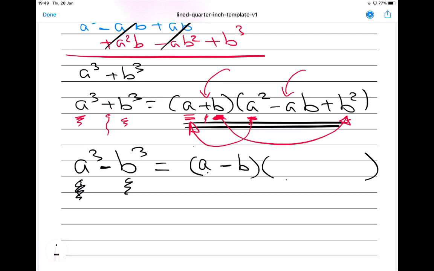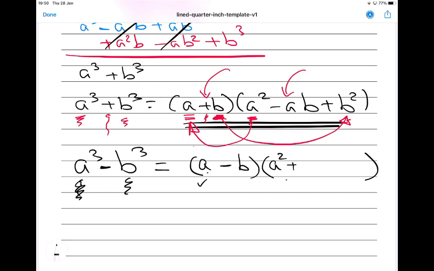Then in the second bracket, the a should be squared. Whatever is in the position of your a, they should be squared. So in this case, we take that a and we square it. Right, there's a minus in the first bracket, so there will be a plus in the second bracket. All terms in the second bracket will be positive. Now, how do we get the middle term?